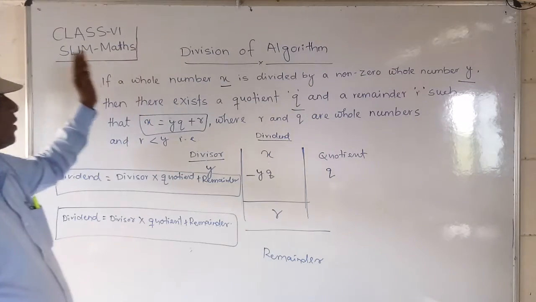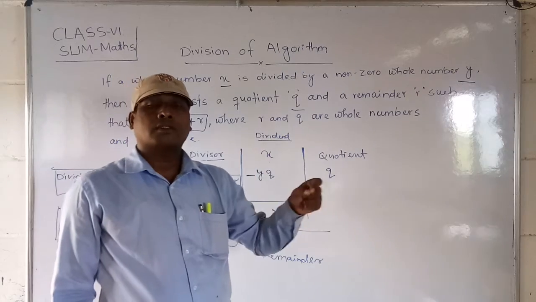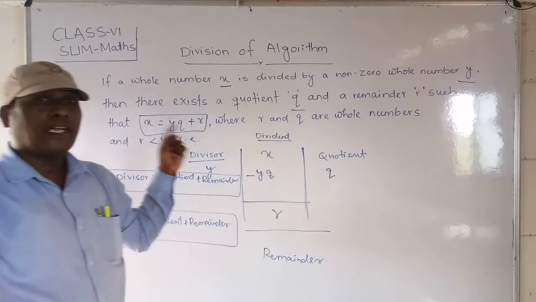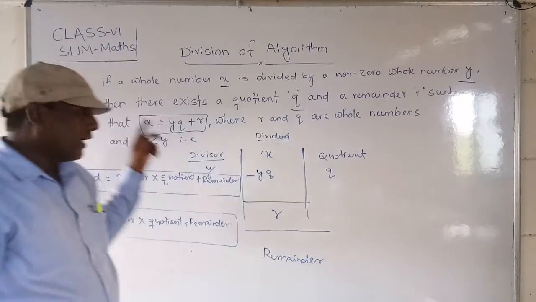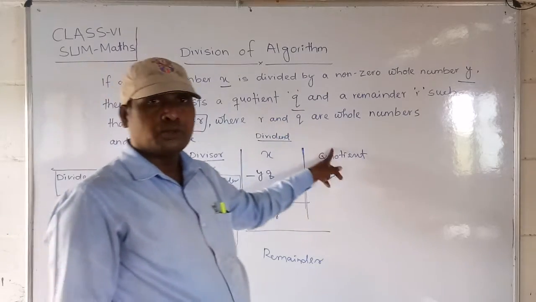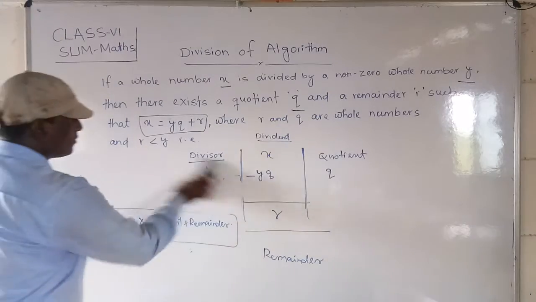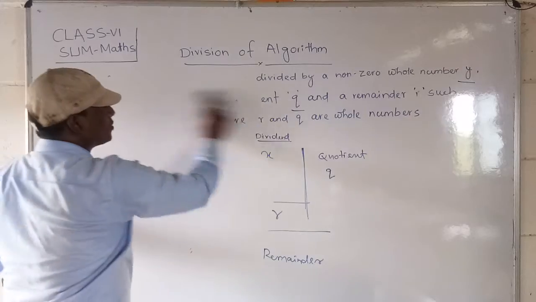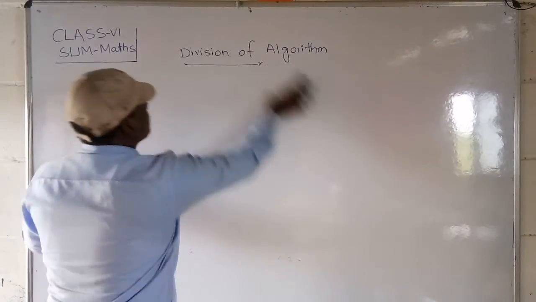The division algorithm says: if a whole number x is divided by a non-zero whole number y, then there exist a quotient q and a remainder r, such that x is equal to yq plus r, where r and q are whole numbers. Okay, so this is the division algorithm. We can take one more example also, so you can understand now, students. Already I have told you, but once more I will repeat it.